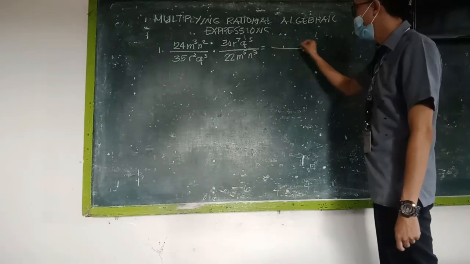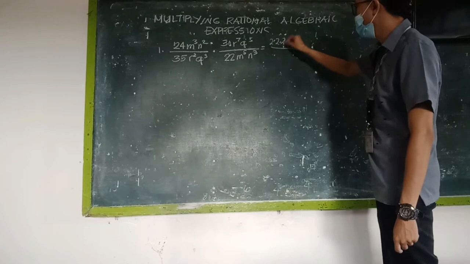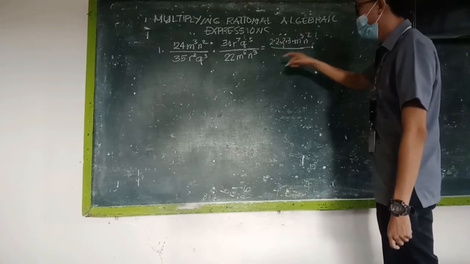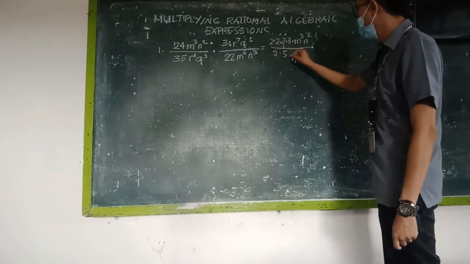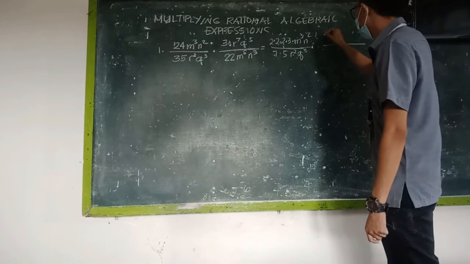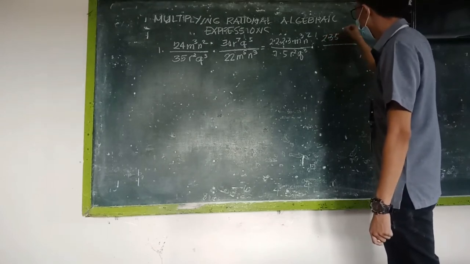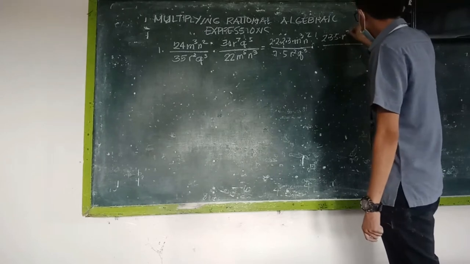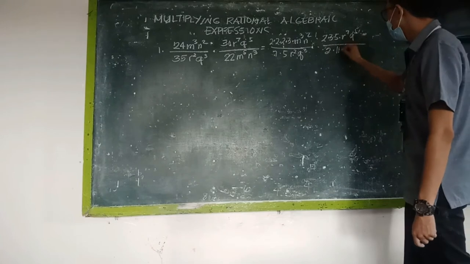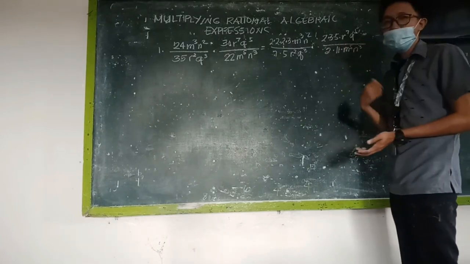So, we have here 2 times 2 times 2 times 3 times m cubed n squared all over 7 times 5 r squared q cubed times 6 times 5, so 2 times 3 times 5 times r to the 7th, q to the 5th. Then we have 2 times 11 times m to the 5th n cubed. So, ika-cancel out natin yung mga pareho.